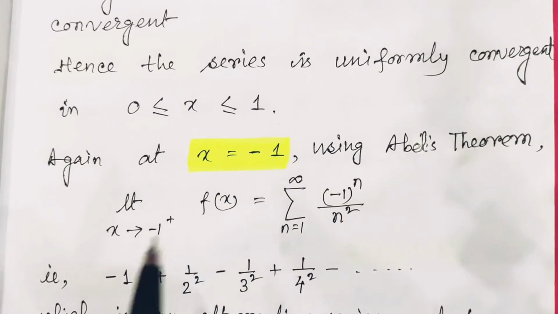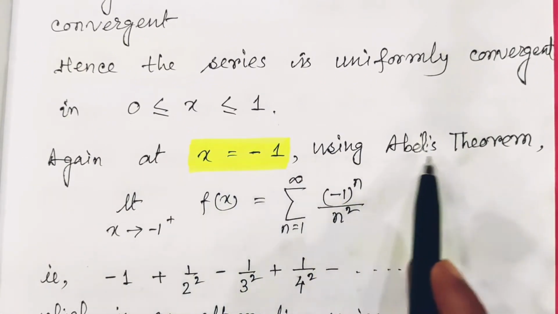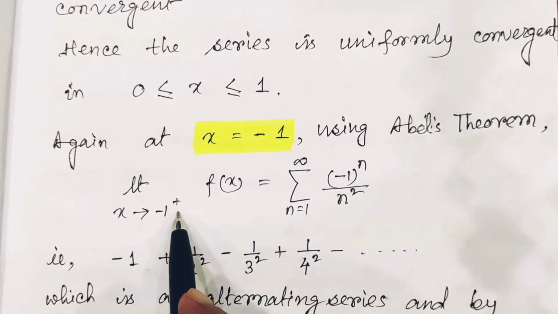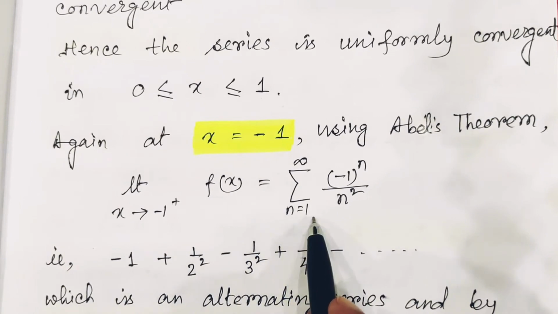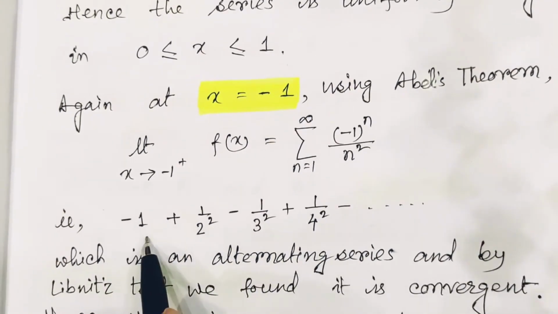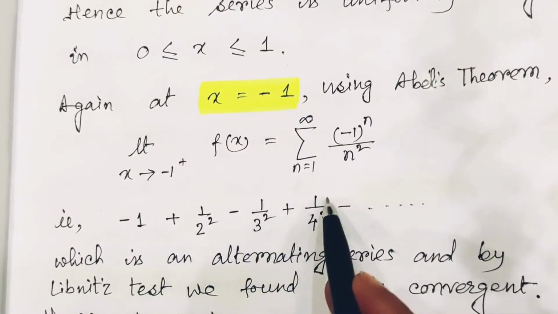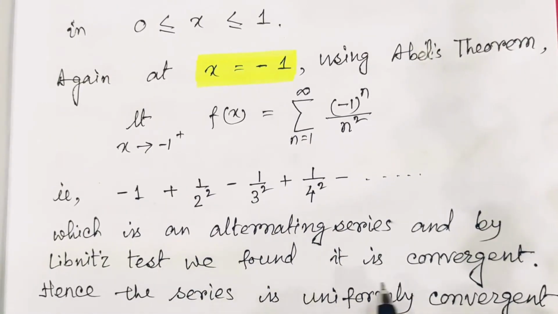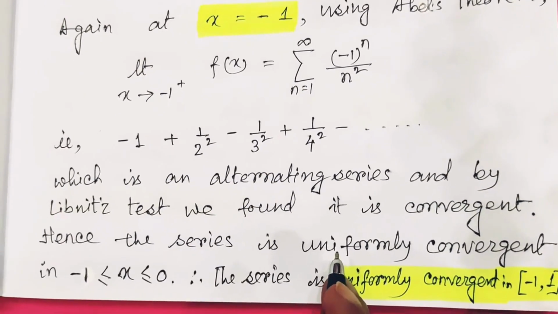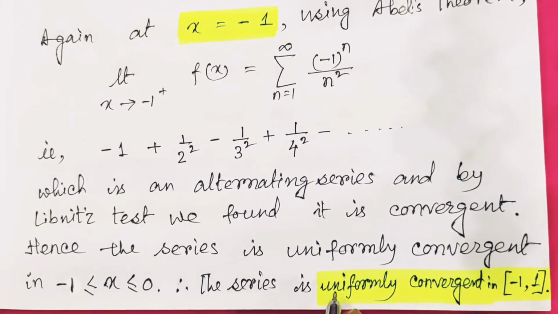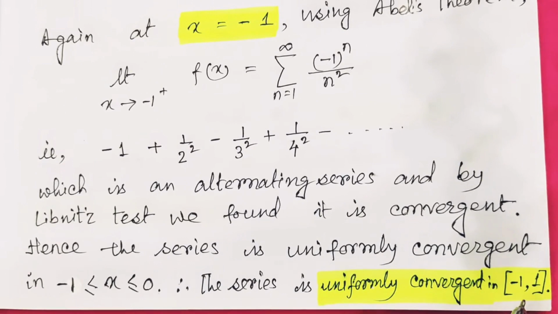Again we verify the same thing when x equals -1 using Abel's theorem. According to the formula, limit x tends to -1 positive f(x) equals summation of n equals 1 to infinity (-1) to the power n by n square. This series is -1 plus 1 by 2 square minus 1 by 3 square plus 1 by 4 square, and so on, which is an alternating series, and by the Leibniz test it is convergent. Hence the series is uniformly convergent in the interval -1 to 0. Therefore we can say the given series is uniformly convergent in the closed interval -1 comma +1.